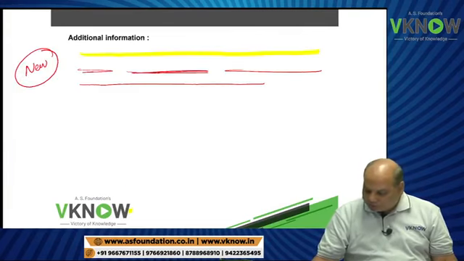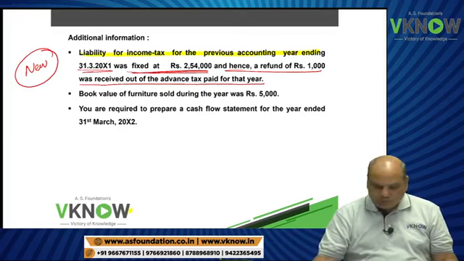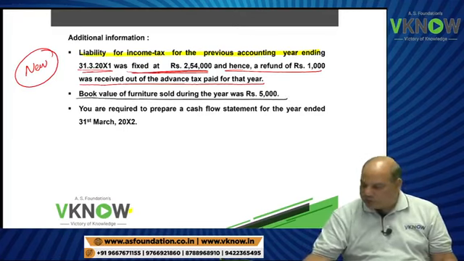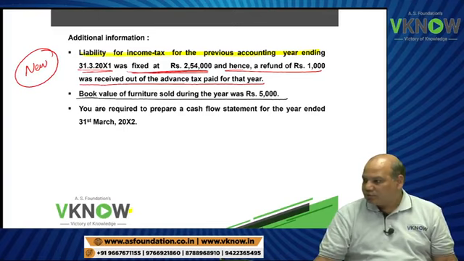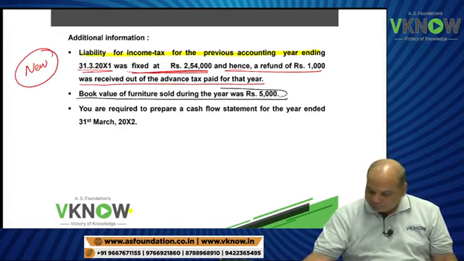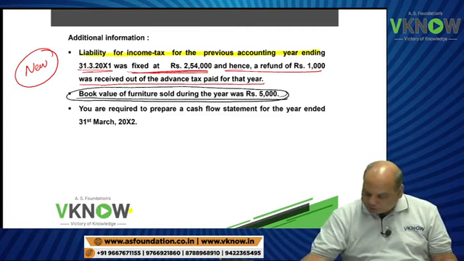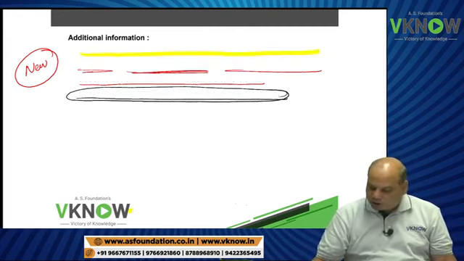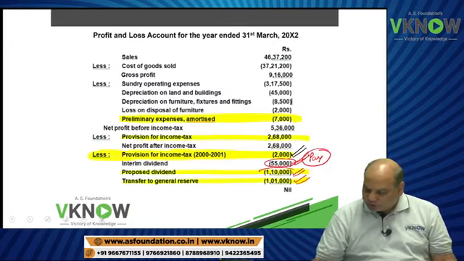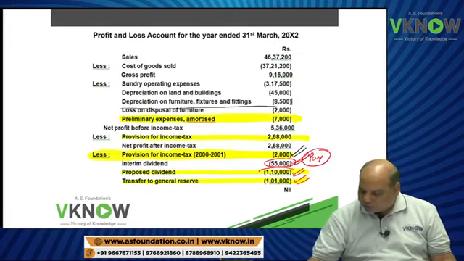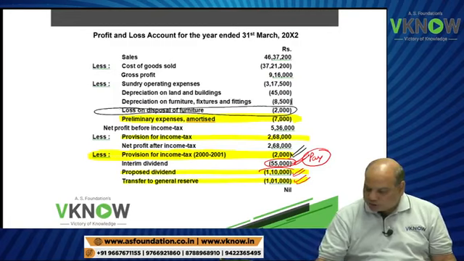Next point, number 2, is the book value of the furniture sold. Book value of the furniture sold is 5,000. If book value is 5,000 and in the P&L account there is a loss. Can you see loss in the center? 2,000 loss. So book value 5,000 less loss 2,000.